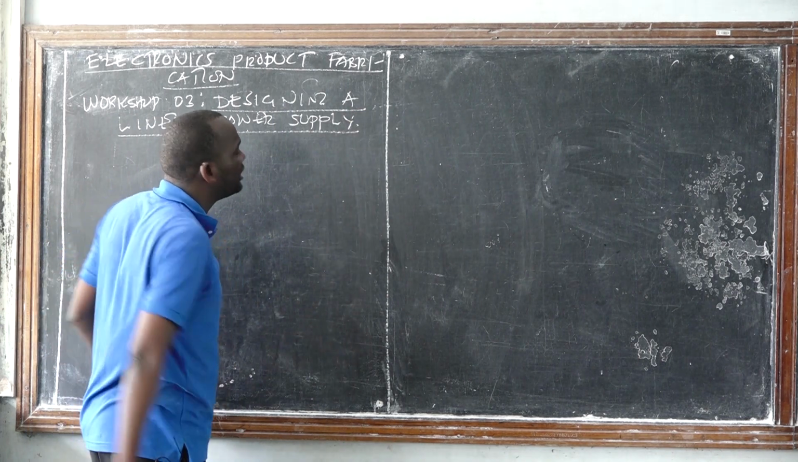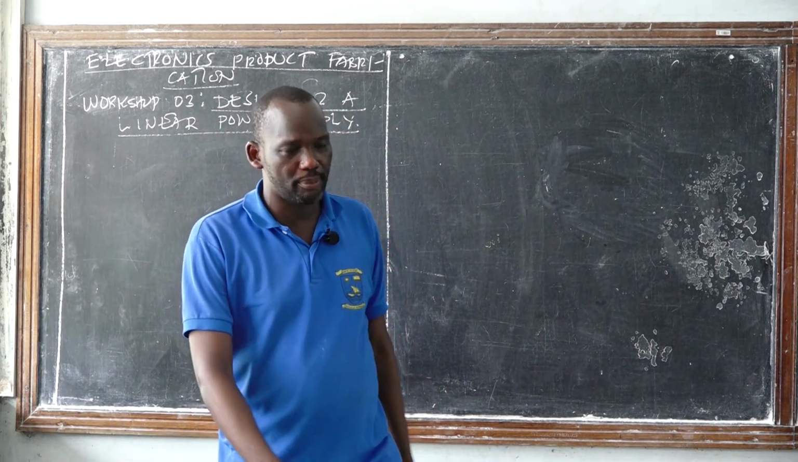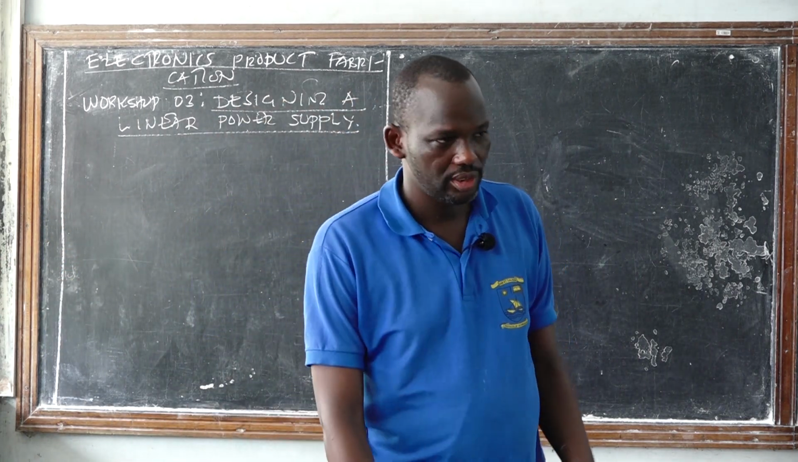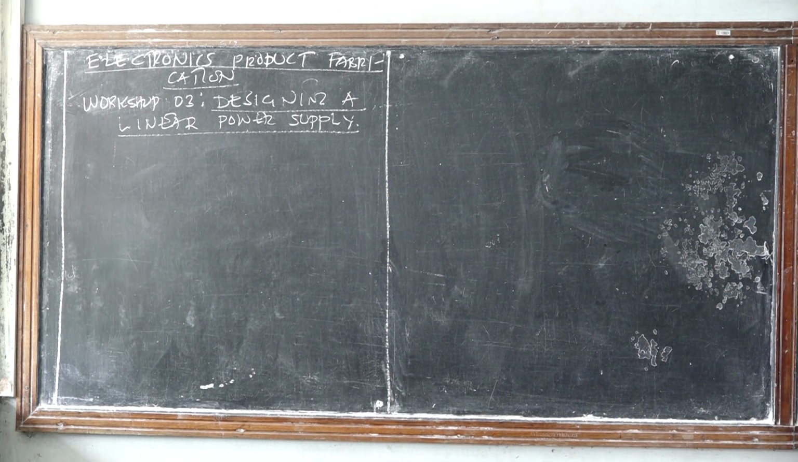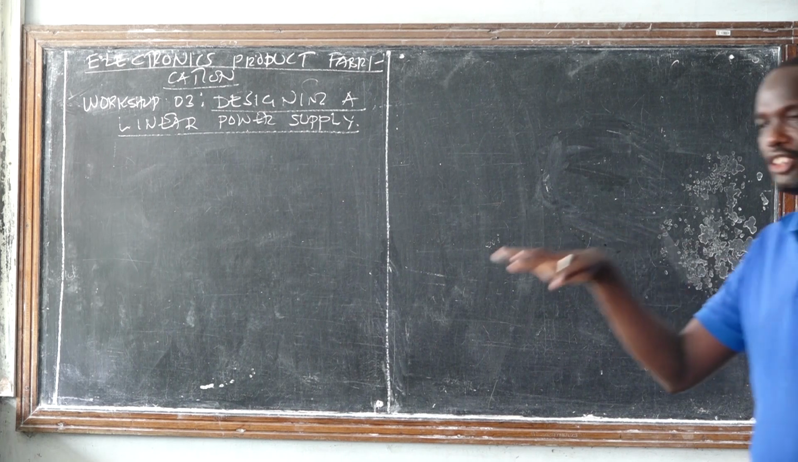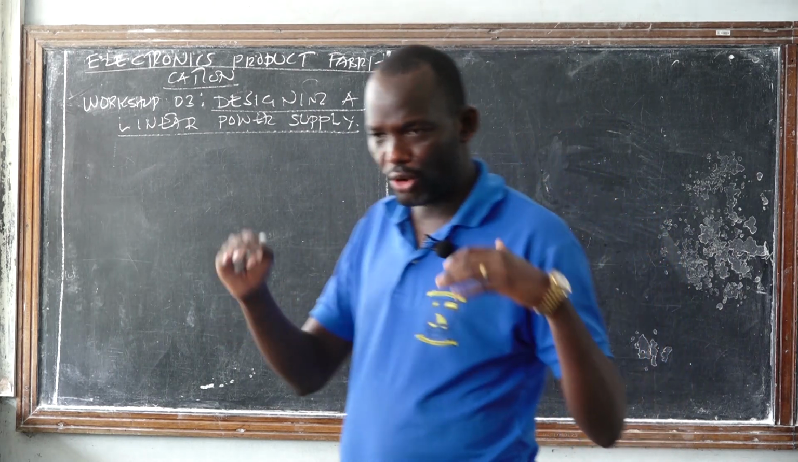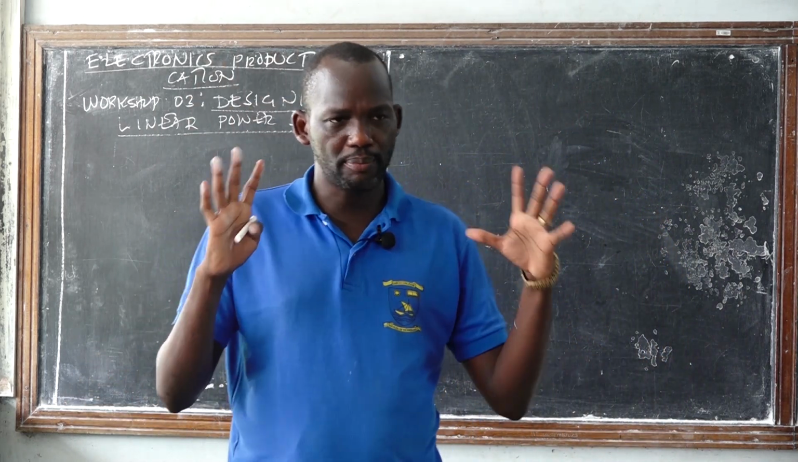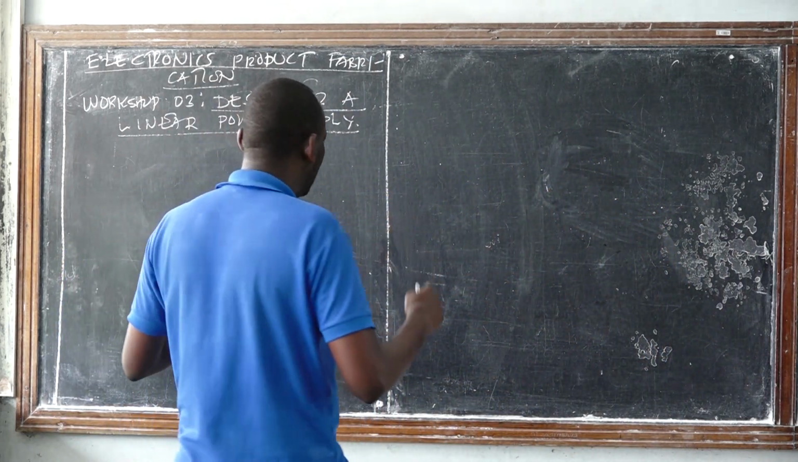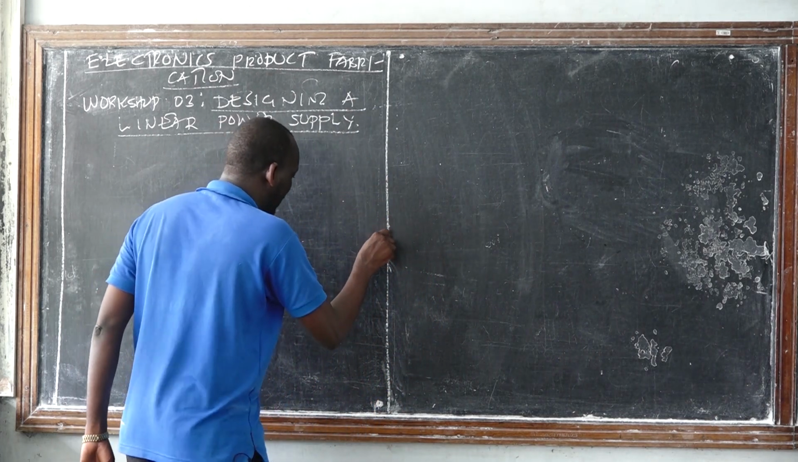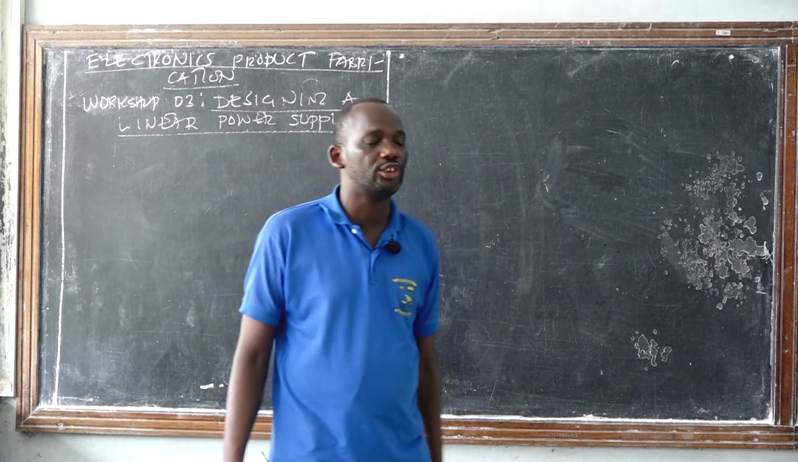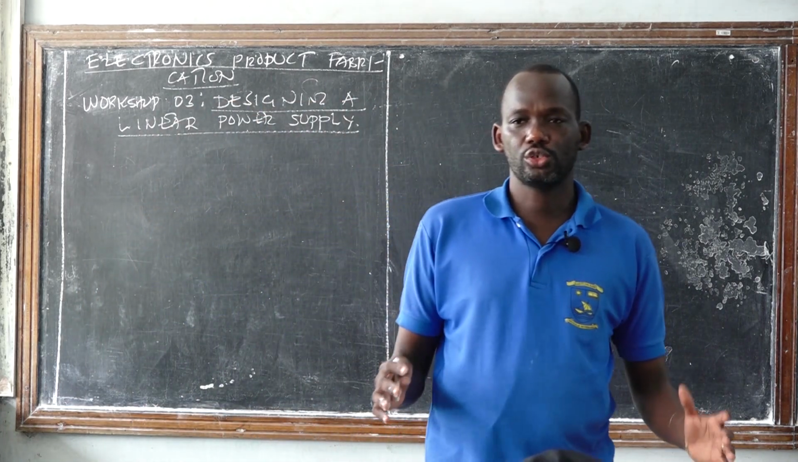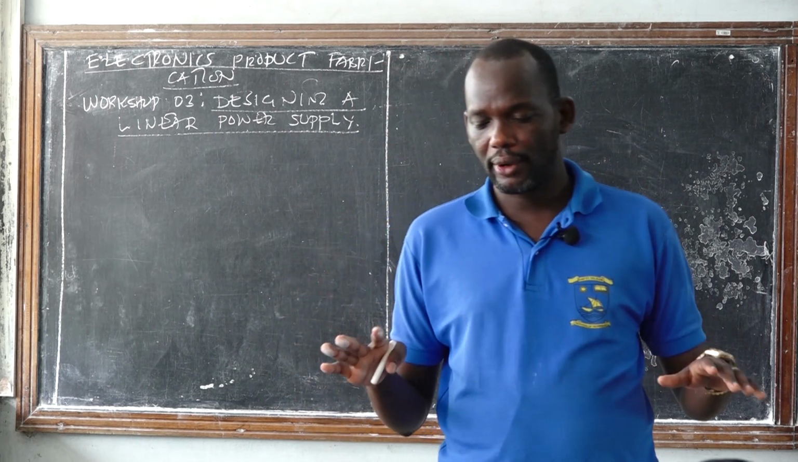So why do we need to design a linear power supply? The main objective is to use this linear power supply to provide power to the different subsystems of a particular electronics system. Most electronic systems or devices work by using a particular amount of power, so this will be supplying power to the different parts.